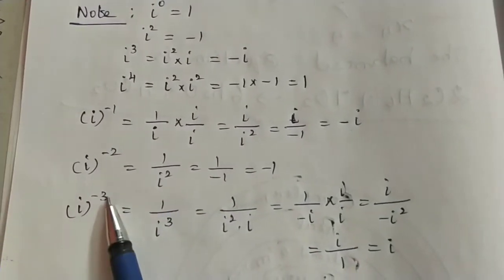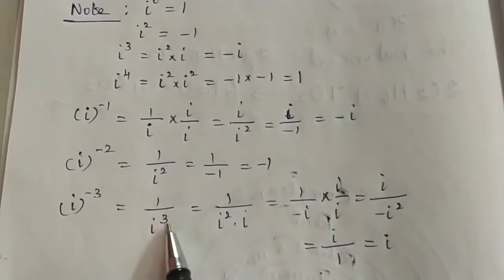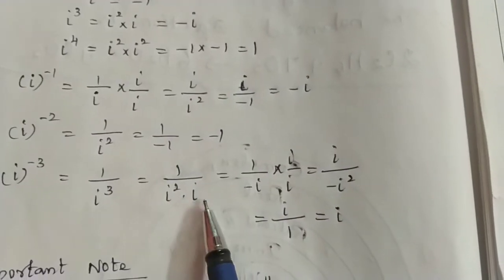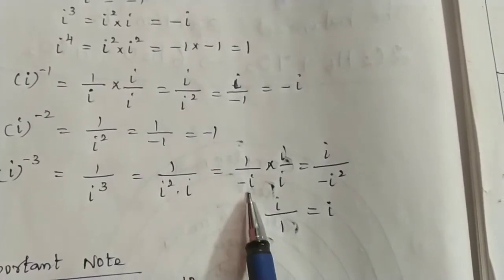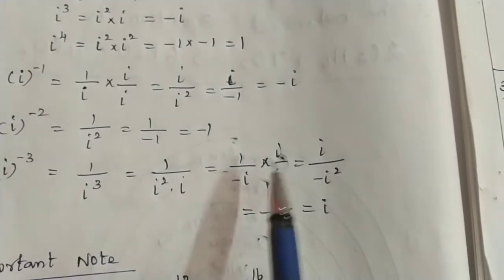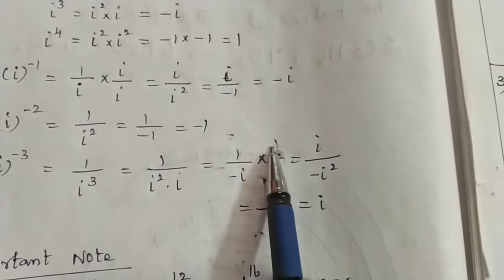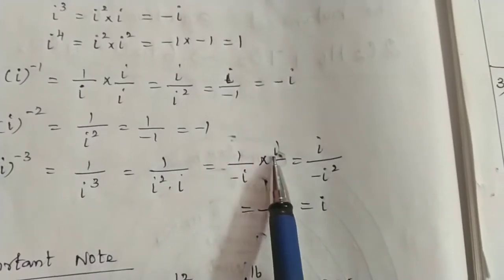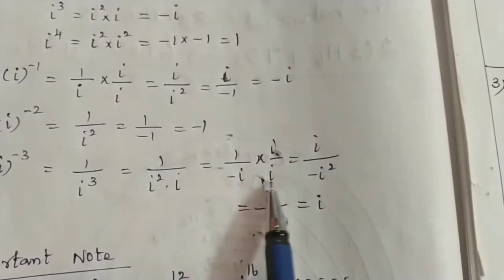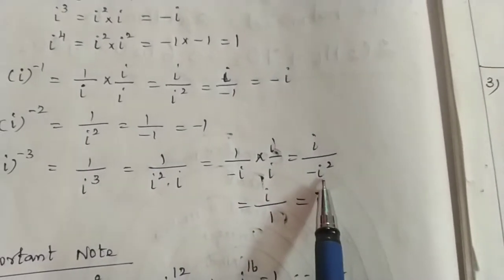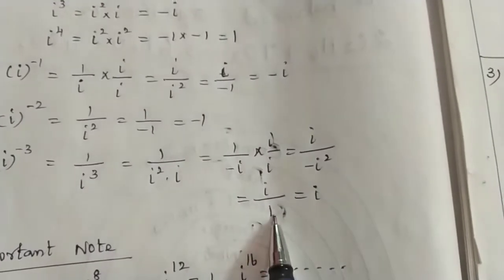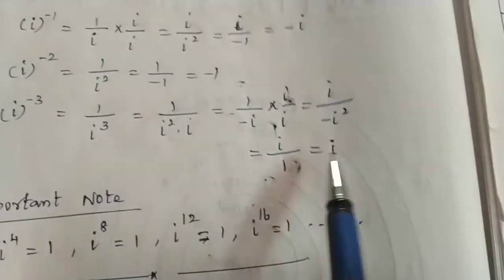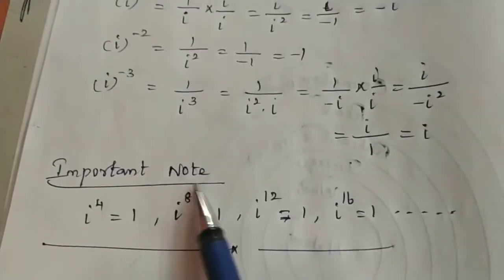i power -3 is 1 by i power 3, which is 1 by i squared into i. i squared value is -1, so -1 into i, minus i. Then both the numerator and the denominator are multiplied by i. 1 into i, and now minus i squared. i squared value is -1, so here also the minus gives +1. The value is i.